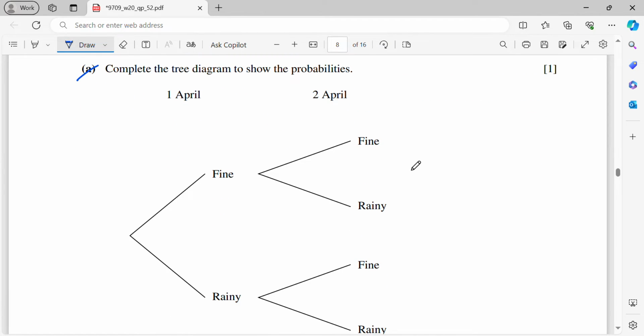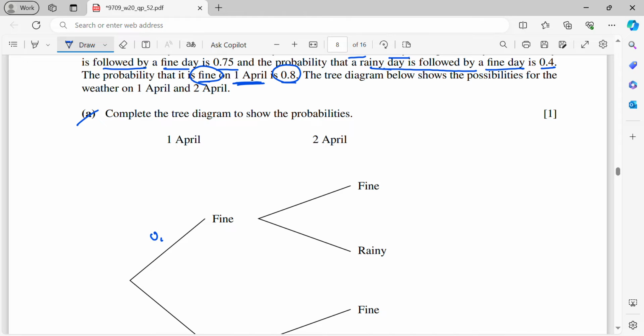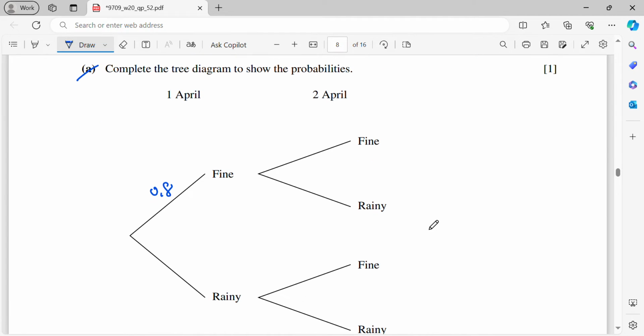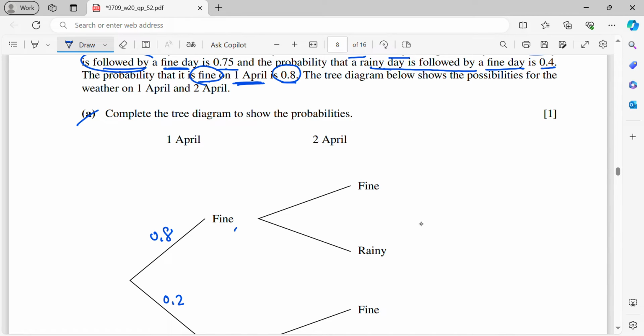Okay, so now this is a tree diagram. Just need to label the tree diagrams. So it's mentioned that on the 1st April, it is a fine day with probability of 0.8. So this is 0.8, and the rainy day will be 1 minus 0.8, which is 0.2. Now in the question it is mentioned that a fine day followed by another fine day is 0.75. So here fine day, another fine day is 0.75, and the total of these two branches is 1. So therefore the rainy day is 0.25.